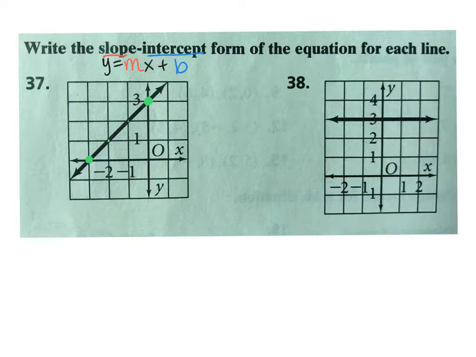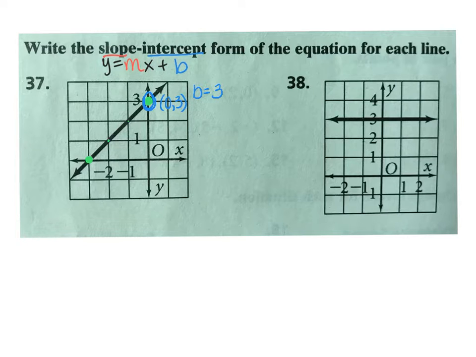What do I know my b is? Right here. Well, where it intersects my graph is at 3 on my y-axis. This is 0 for my x, 3 for my y, so b equals 3.